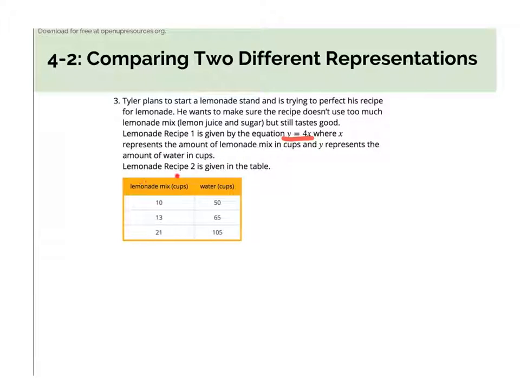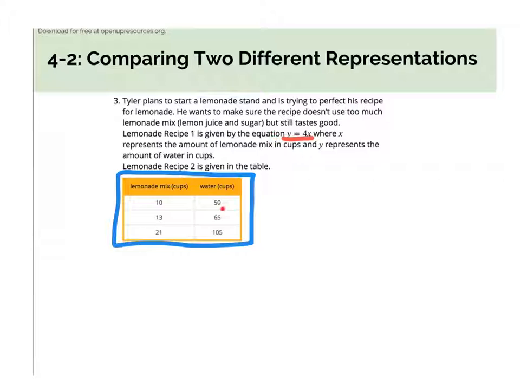It looks like lemonade recipe 2 is given by this table. I'm going to put a nice little box around that. So I have my 2 different situations. It looks like I've got an equation and a table. I bet they're going to ask us to compare these.